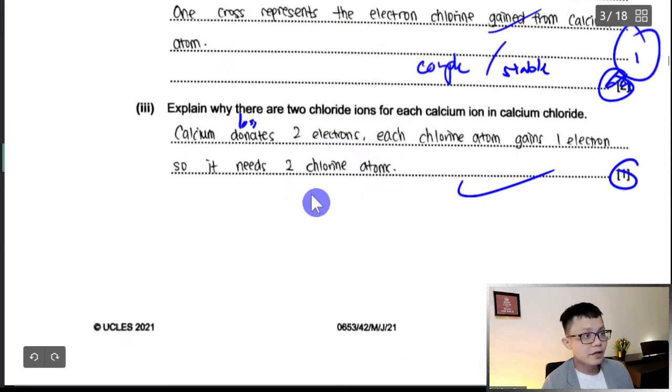Okay, moving on. Explain why there are 2 chloride ions for each calcium ion. Okay, correct. Again, he still uses the word donate, but I still give correct because calcium needs to donate. I also use the word donate. Calcium needs to lose 2 electrons and each chlorine gains 1 electron. Okay, I need to tell myself to use the word lose electron.